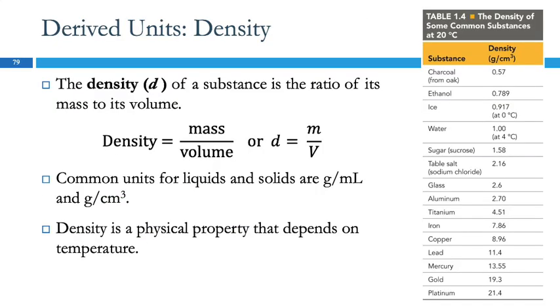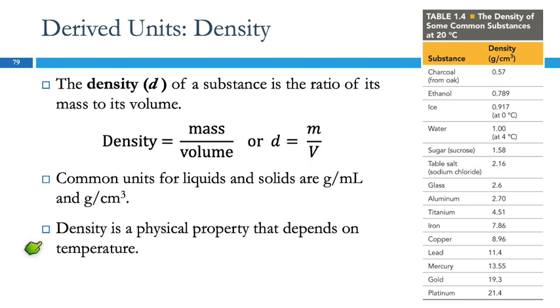Another derived unit is density. So density is the mass of an object divided by its volume. So shorter, we often say D equals M over V, mass over volume. So these are derived units. There's not just a special unit for density. It's going to be a combination of units. So grams per milliliter or grams per cubic centimeter, commonly what are used for liquids and solids.